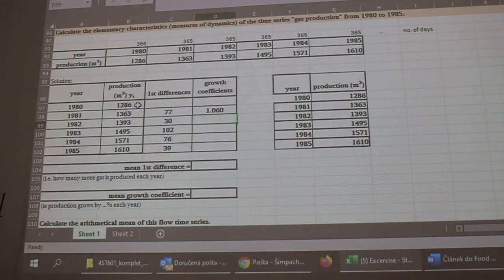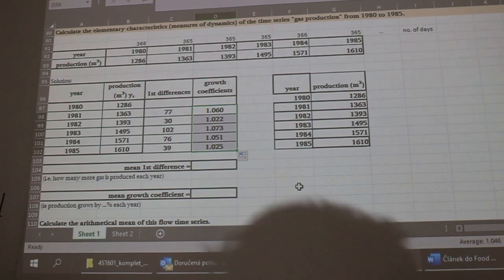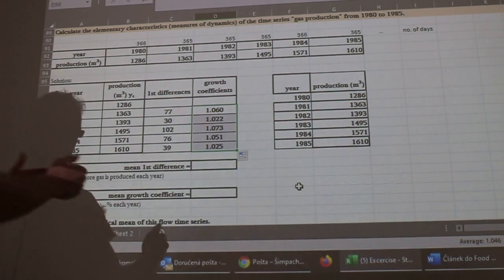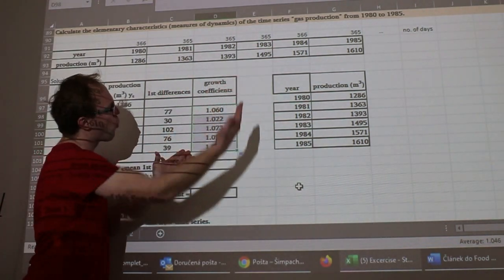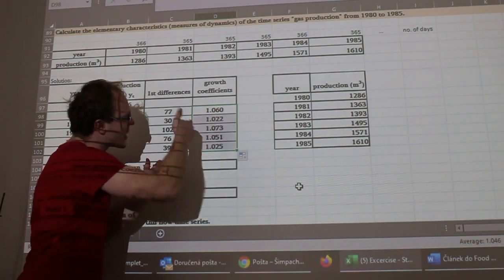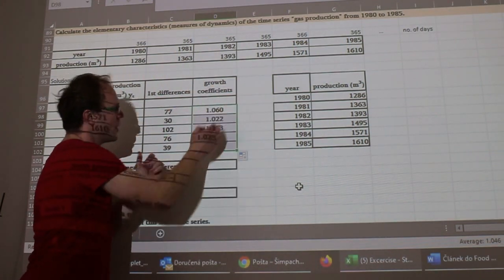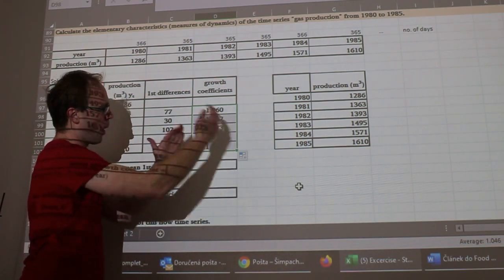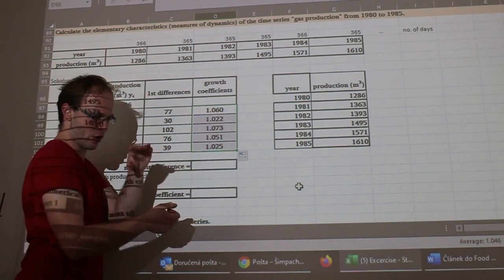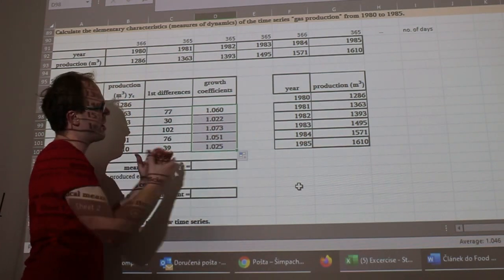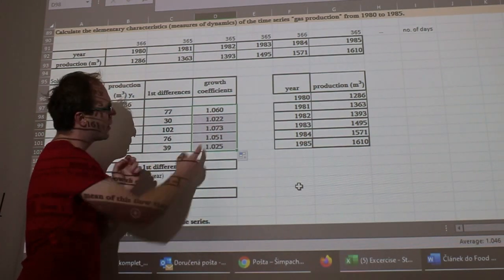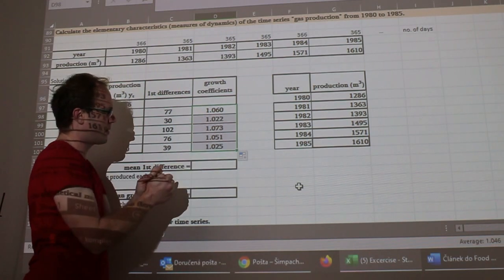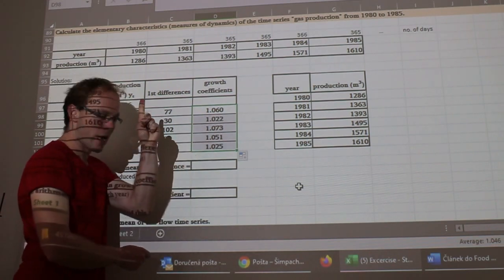Result is relative number. What is it, relative number? Yes, number around 1. If this number is higher than 1, result is increasing. If the number is below 1, result is decreasing. You can see everything is above 1, so you are able to interpret this value in percent.